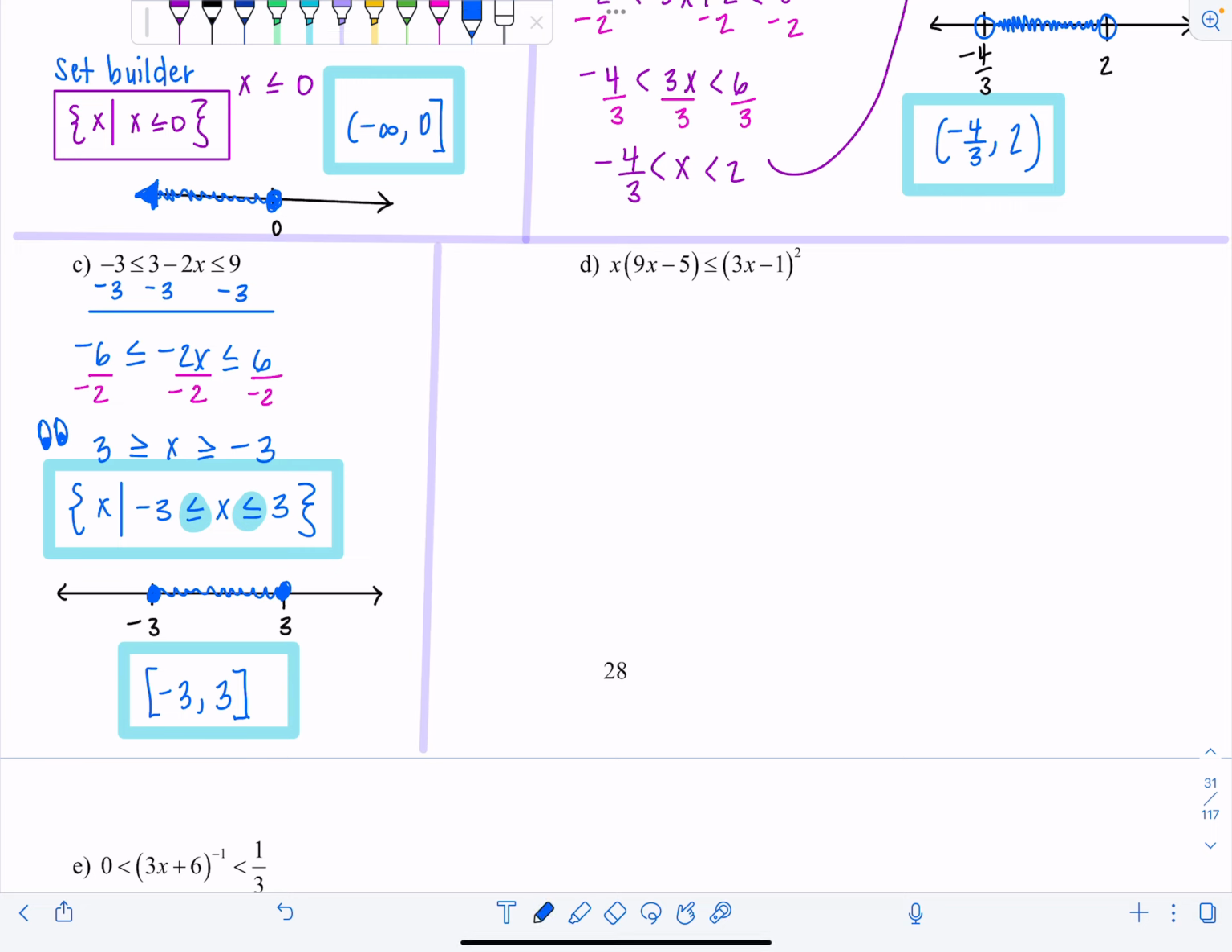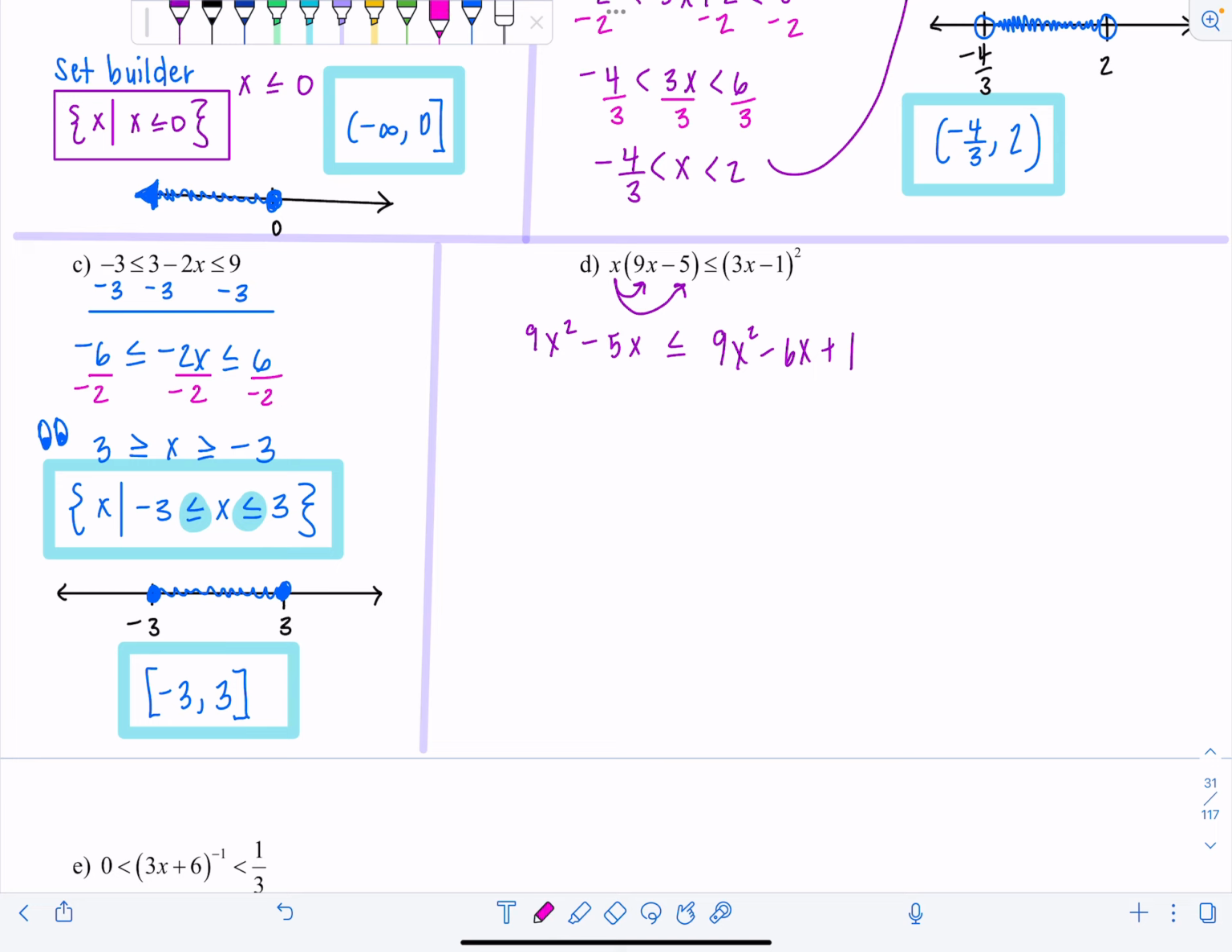X times 9x minus 5 is less than or equal to 3x minus 1 quantity squared. All right, so let's start multiplying everything out. Distributing that x here, that's going to be 9x squared minus 5x is less than or equal to 3x minus 1, the quantity squared. When you square a binomial, you should have 9x squared minus 6x, don't forget that minus 6x, plus 1. Good, you didn't forget, right? No.